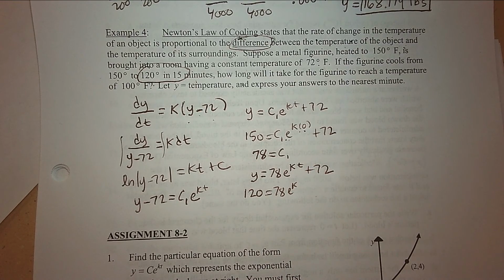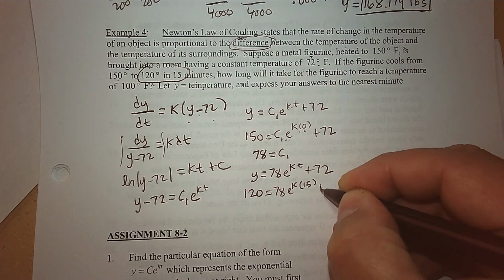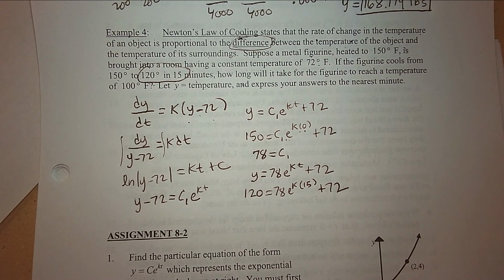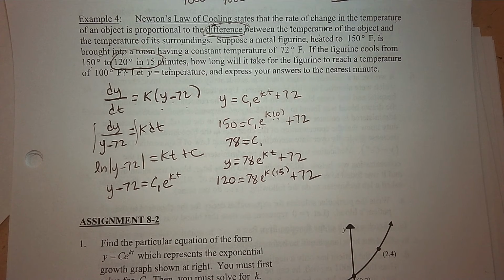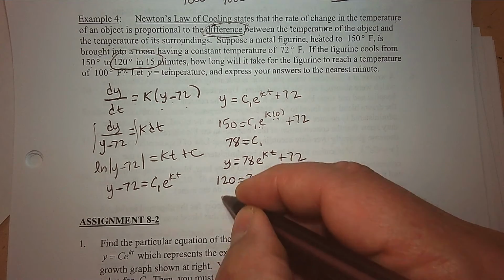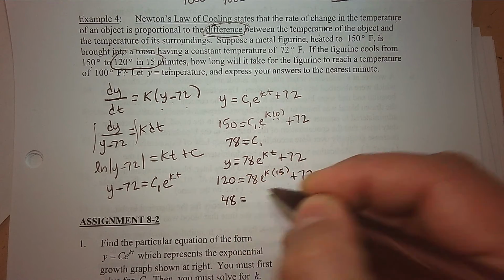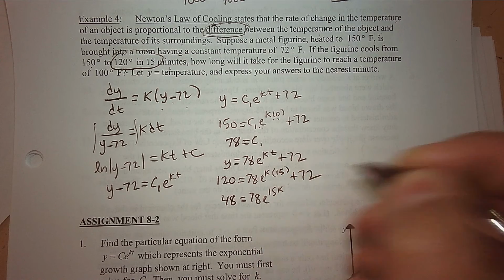I don't know what k is. I'm solving for k. How much time went by? What's t? So t is what number? And now I'm going to solve for k. How do I get k by itself? What's the first step? So what's 120 take away 72? Beautiful. What would I do next? Divide by what? Do it.